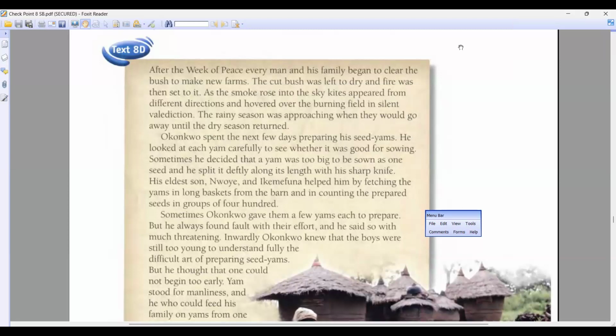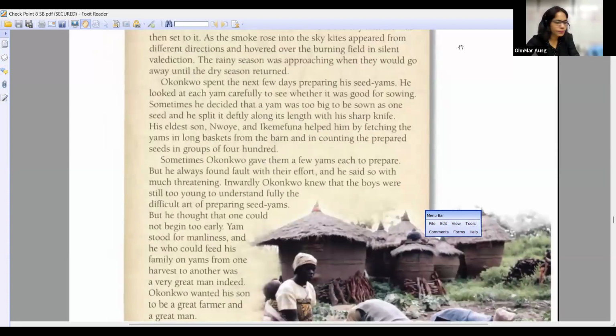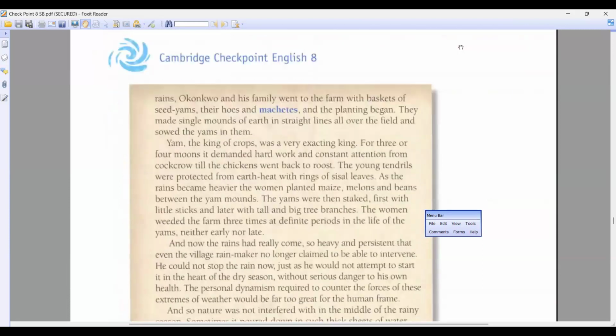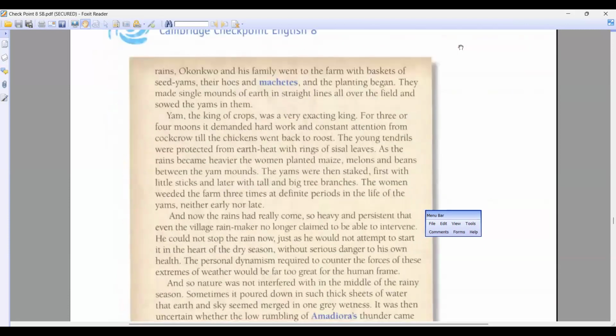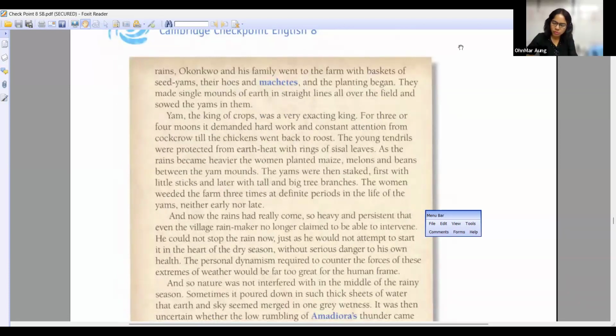Number 7. The woman do the weeding of the yams is true. Where? In that page, second paragraph, the woman weeded the farm three times. Yes, correct. Go on.